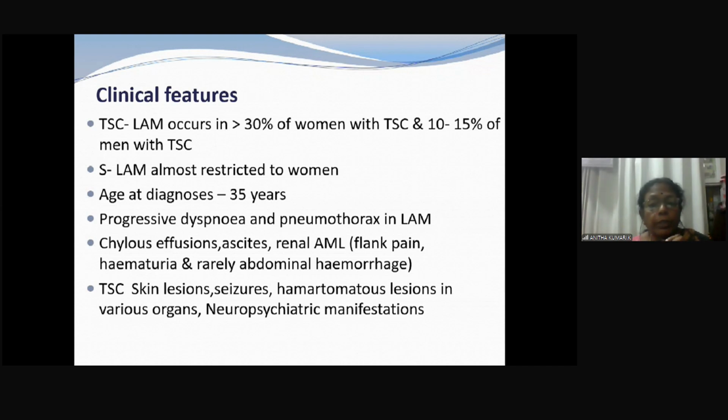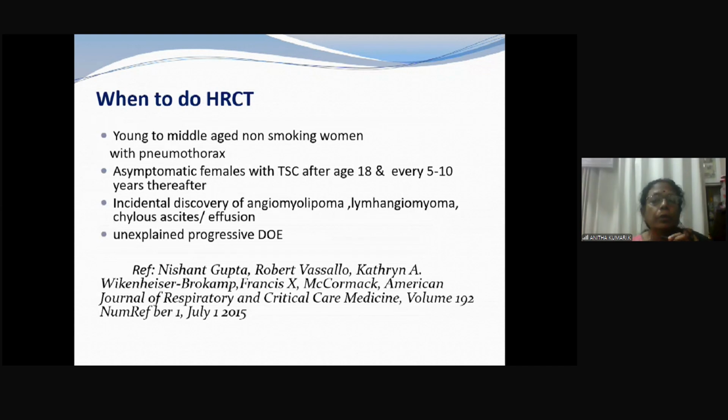Then renal angiomyolipomas can be present, causing significant flank pain, hematuria, and rarely abdominal hemorrhages. And you can have extrapulmonary manifestations like skin lesions, seizures, etc., if it is a TSC-associated disease. Now, when to screen for LAM in an HRCT? When should you actually suspect it?